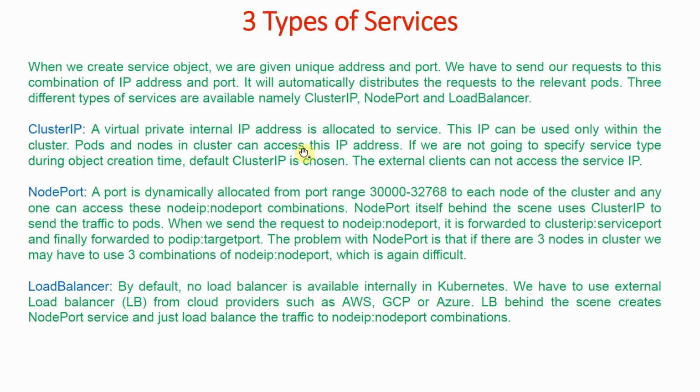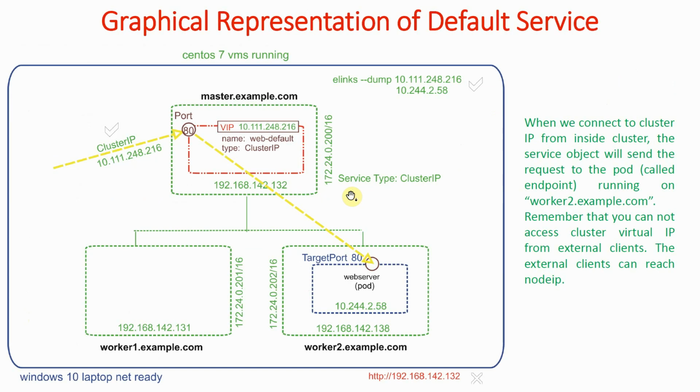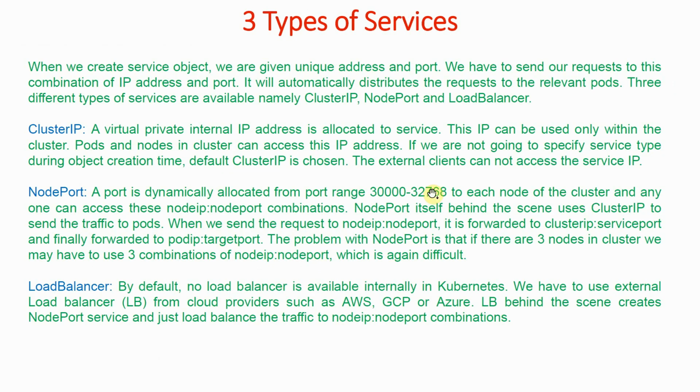And now we will see what the three types of services available are and what is the meaning of those three services. So in our case we have already created the pod and the service, and the connection is there. Now we would like to discuss what types of services are available, and then we will see the graphical representation of our cluster IP service.